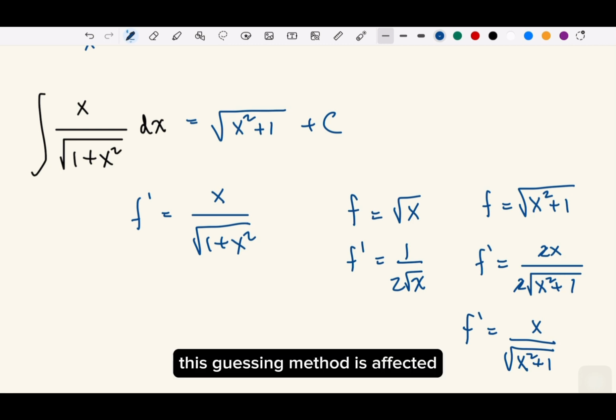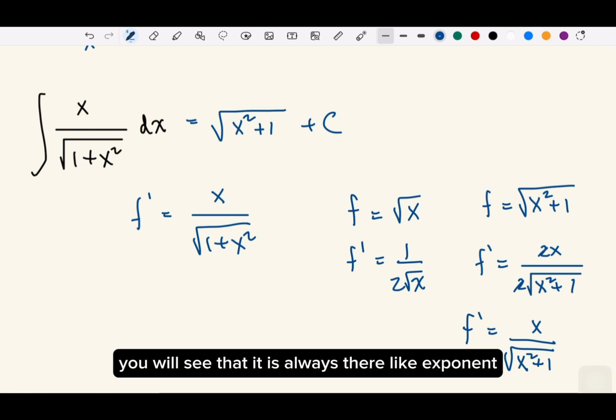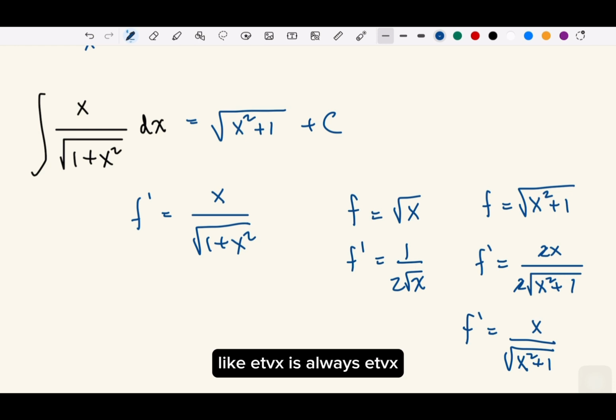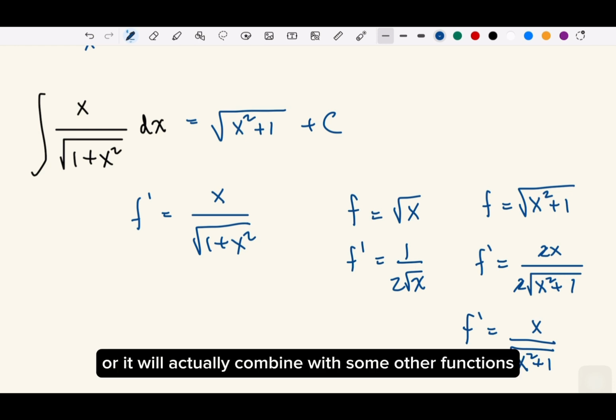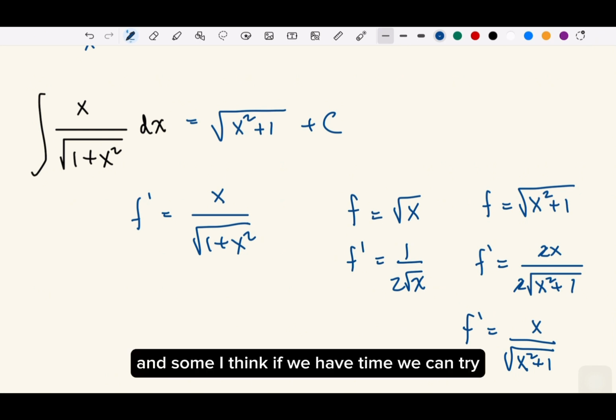This guessing method is effective, especially for repeated functions. Like when you derive, you will see that it is always there, like an exponent. E to the x is always e to the x, or e to the x will combine with some other functions. It will still have the e to the x. That you can think of as something I can guess beforehand. Okay. And if we have time, we can try some interesting questions, but maybe later.